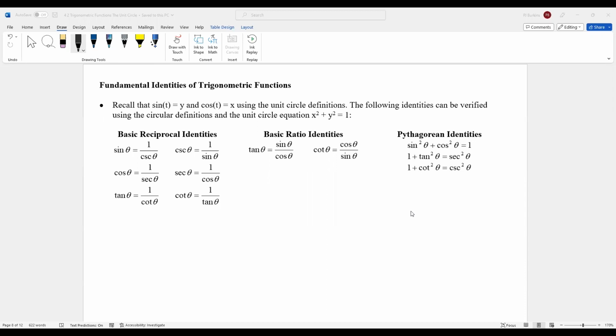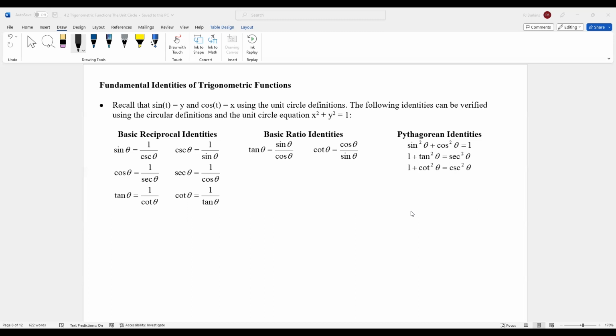The other identities that we need are in the basic reciprocal identities, right? We need to know that not only does sine equal 1 over the cosecant, but cosecant's 1 over the sine, right? So they're interchangeable. Basically, you can multiply and then divide to the other side, and you get those other relationships.